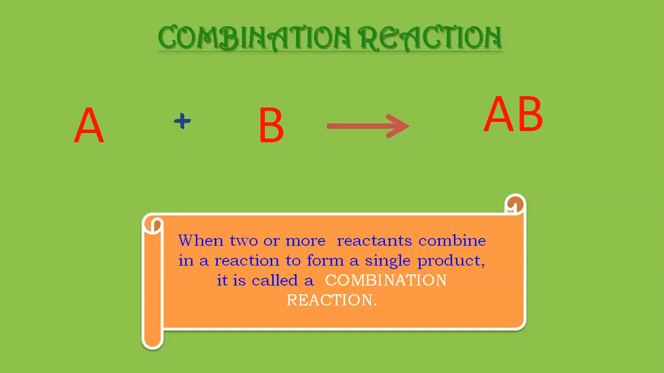What's the first definition of combination reaction? When two or more reactants combine in a reaction to form a single product, it is called combination reaction. I want everyone to repeat it once again. When two or more reactants combine in a reaction to form a single product, it is called combination reaction.